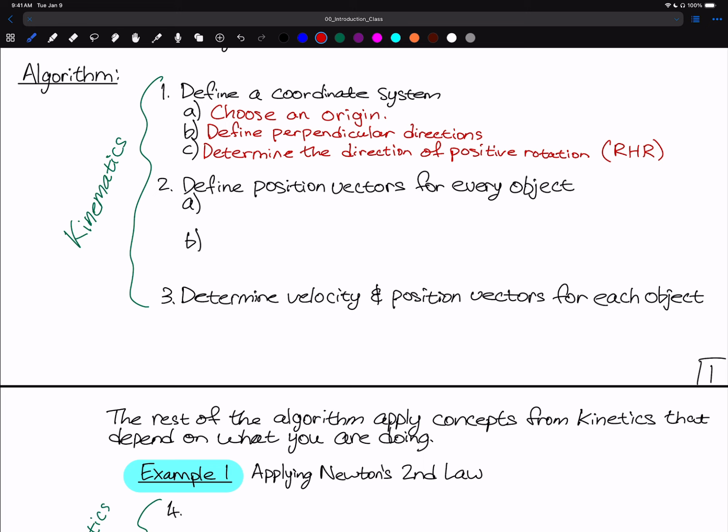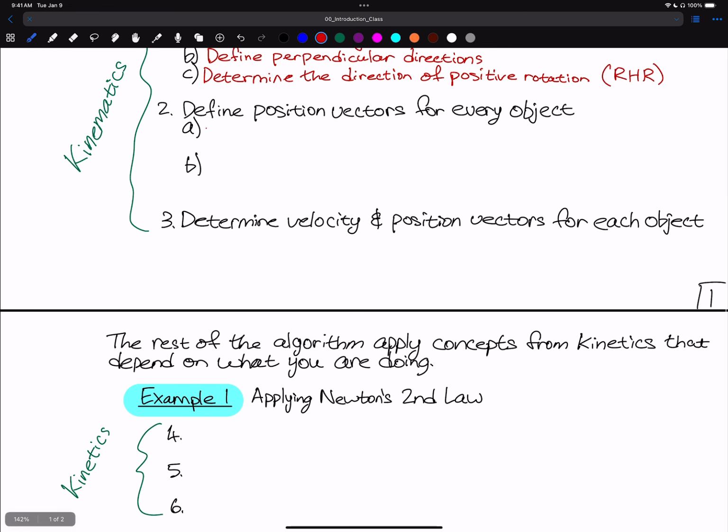The second step is going to focus on position vectors, and we will go through and discuss what all of these are in detail as we go through the class. But we're going to start by defining a position vector. To do this, we will draw a position vector from the origin to each body. That'll be our first step.